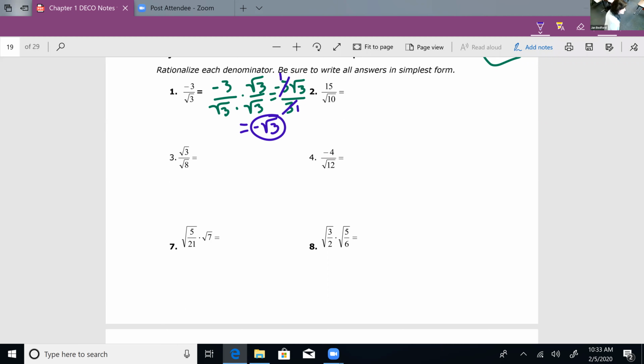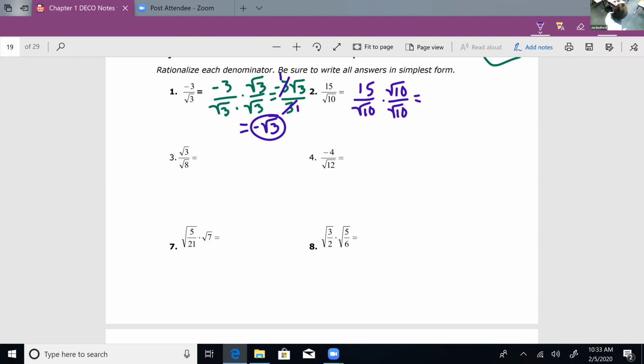Okay, so let's look at number 2. What would we maybe want to do there? What's my problem? The denominator. I don't want a square root in it. And right now it's got the square root of 10, and that's not a perfect square. So what can we do? Multiply top and bottom, right?